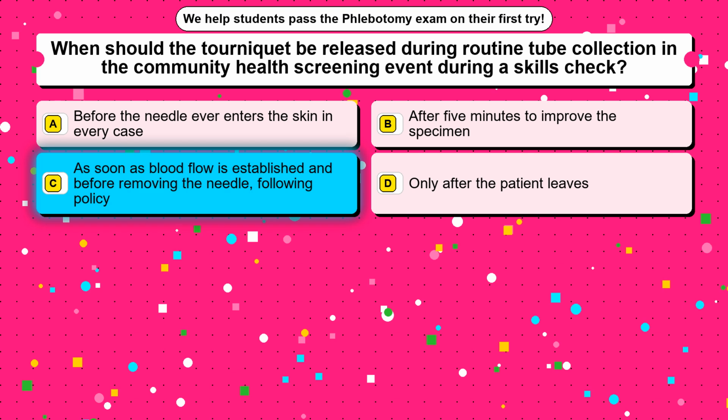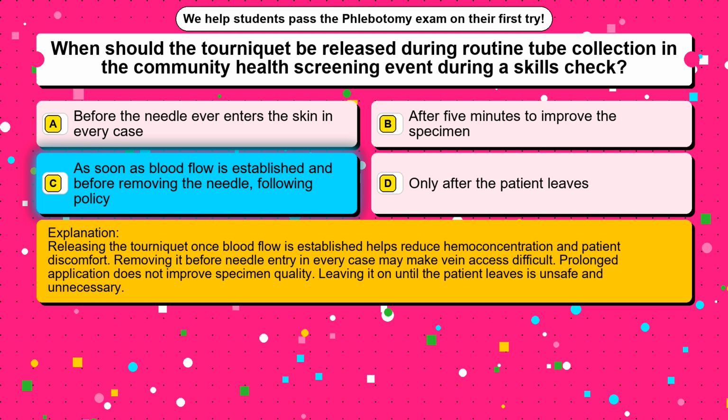The correct answer is option C. As soon as blood flow is established and before removing the needle, following policy. Releasing the tourniquet once blood flow is established helps reduce hemoconcentration and patient discomfort. Removing it before needle entry in every case may make vein access difficult. Prolonged application does not improve specimen quality. Leaving it on until the patient leaves is unsafe and unnecessary.